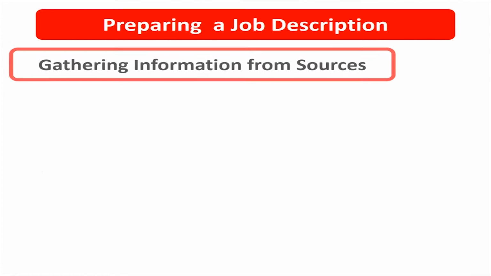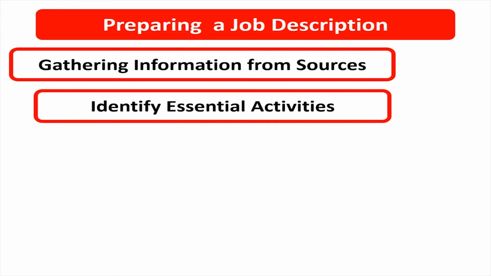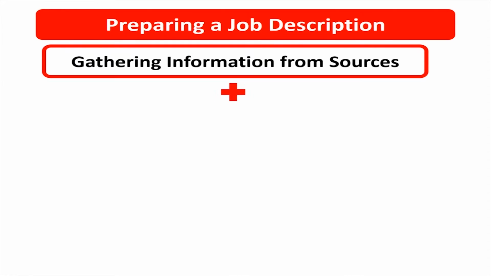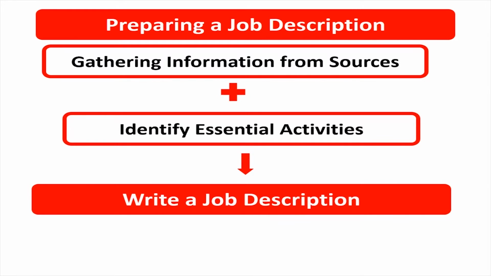Based on the information gathered from these sources, the next step is to identify which activities are essential duties of the job. Now, these include mental and physical tasks, as well as any particular methods and equipment to be used in carrying out those tasks. From these sources, the writer of the job description obtains the important elements of the job description.